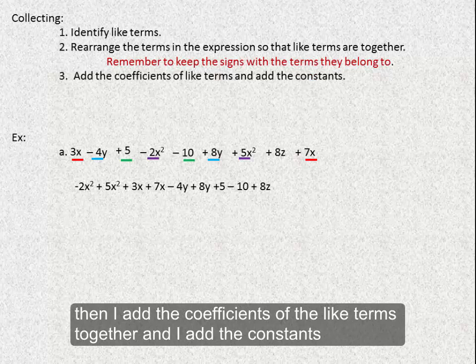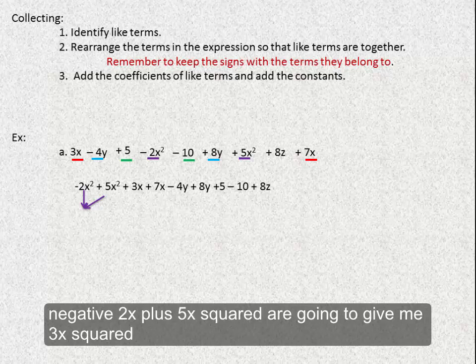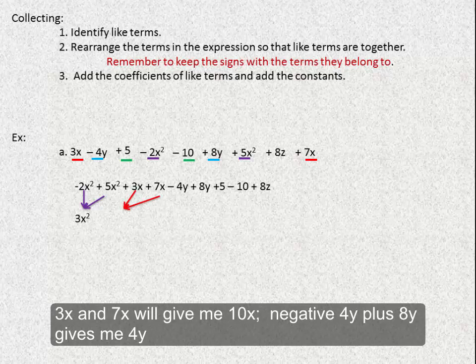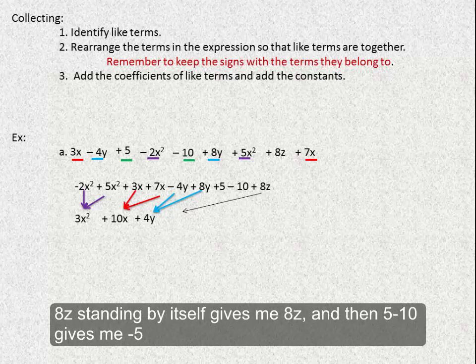Then I add the coefficients of the like terms together and I add the constants. Negative 2x squared plus 5x squared is going to give me 3x squared. 3x and 7x will give me 10x. Negative 4y plus 8y gives me 4y. 8z standing by itself gives me 8z. And then 5 minus 10 gives me negative 5.